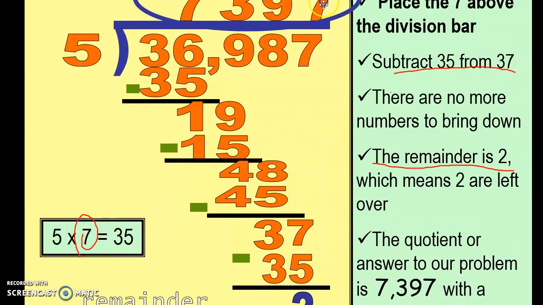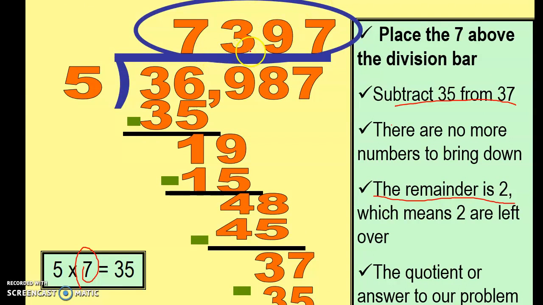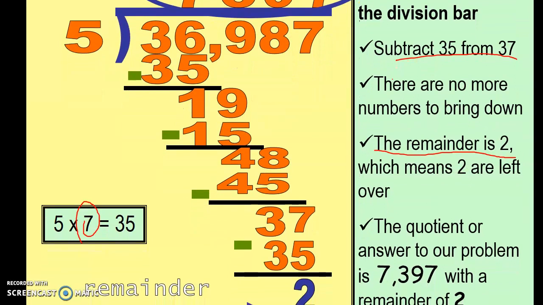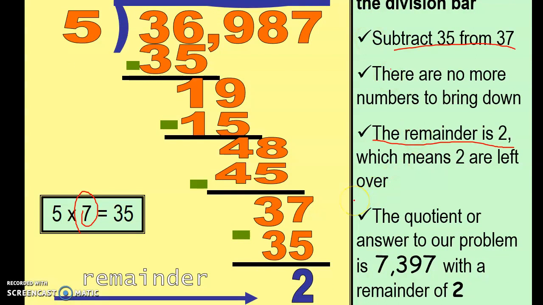And the number that's written up, 7,397, is the quotient. Okay? So the quotient, or the answer of our problem, is 7,397 and the remainder equals 2.